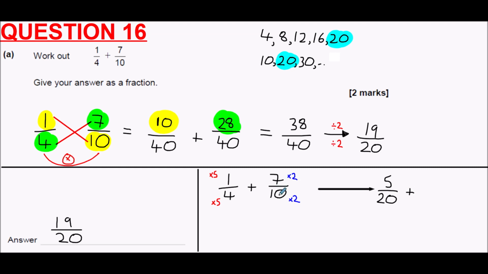And 7 over 10 would change how it looks. 7 times 2 is 14. And 10 times 2 is 20. Then we just add the top numbers together. 5 plus 14 will be 19 over 20, with no simplifying left to do. So same answer, different method.